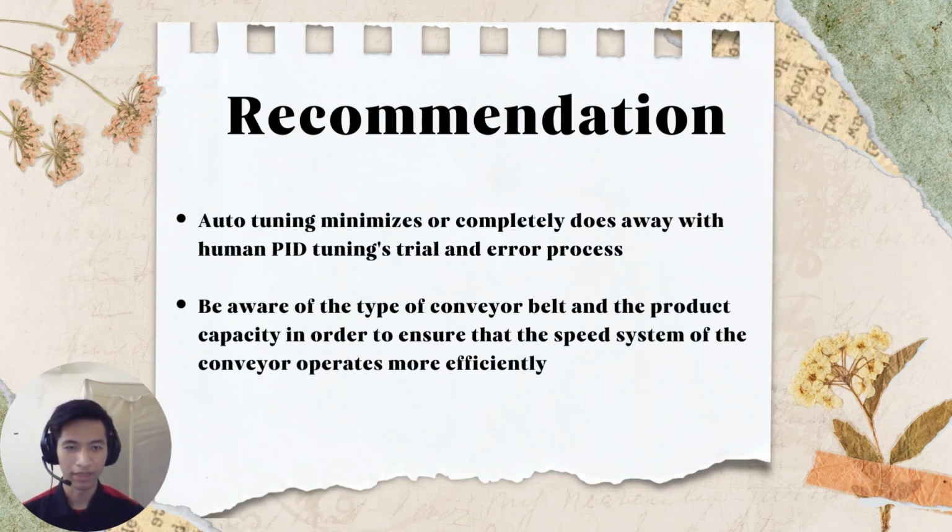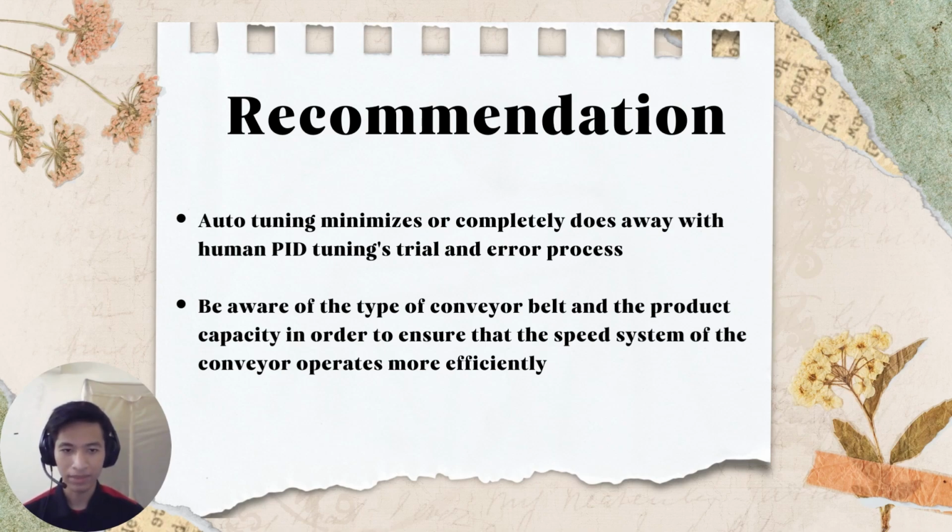Next, for the recommendation part, here are some ideas for improving the controller system in this application. First, auto-tuning. Auto-tuning minimizes or completely does away with the human PID tuning trial and error process. Auto-tuning is a type of control loop that typically yields terms with values that are close to ideal. However, some manual tweaking is frequently needed to reach more optimal values.